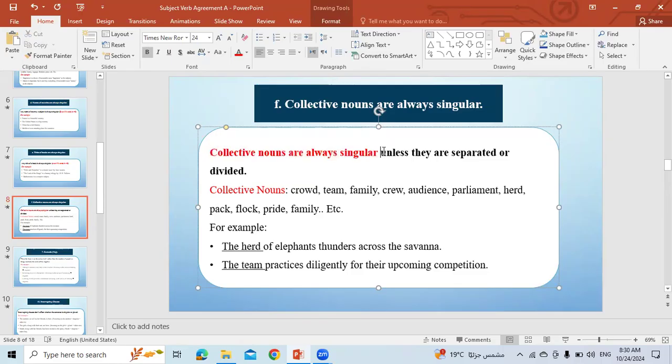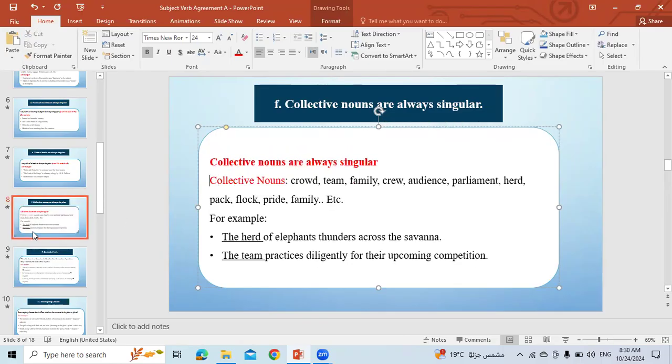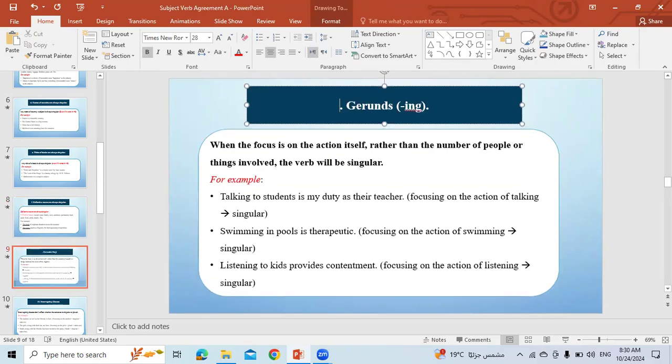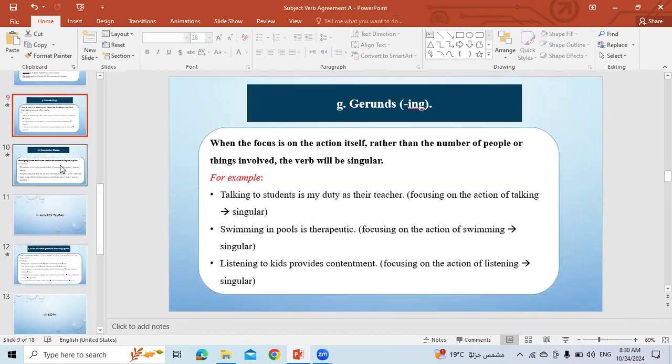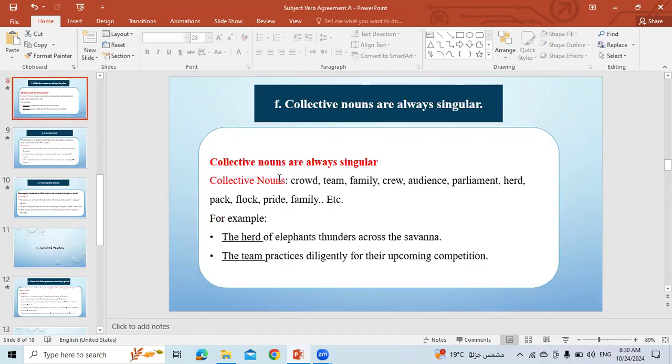And then we have the gerunds, the ing forms. Remember? Teacher, can you repeat 8? Yes, 8: collective nouns.